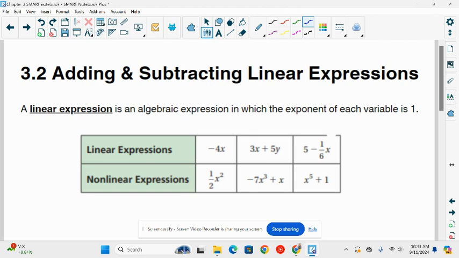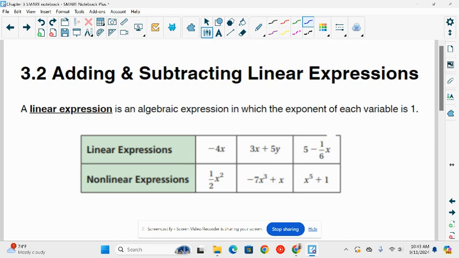So this is very similar to 3.1 where we were finding the like terms and we were circling it. You can still do that, but I'm also going to show you another method that my first period said was a little bit easier to them. But you can only do this really when you have a linear expression. Well, what is a linear expression?